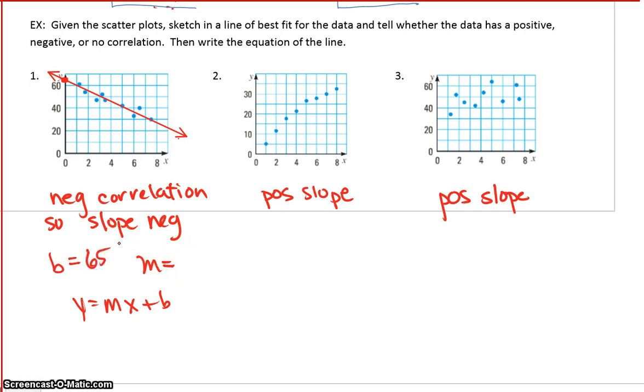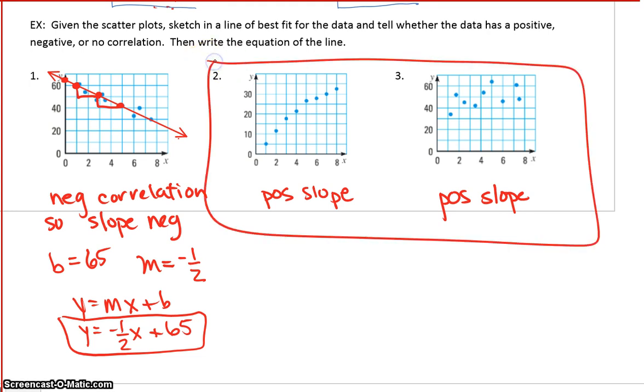And the slope, if you look, I've placed it so that I have some good intersection points here. I've got it crossing at a point here, a point here, and a point here. So if you notice, my slope is down 1 over 2, so negative 1/2. So the equation of this line is y equals negative 1/2 x plus 65. Now yours might be a little bit different as far as where you drew your line, but we should all have a negative slope and a y-intercept of something around 65. Okay, so for tomorrow, please go ahead and try numbers 2 and 3.